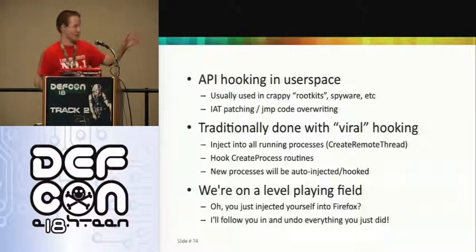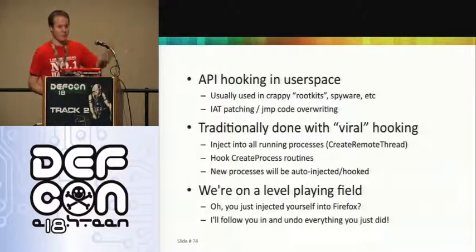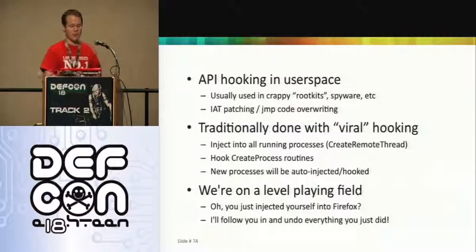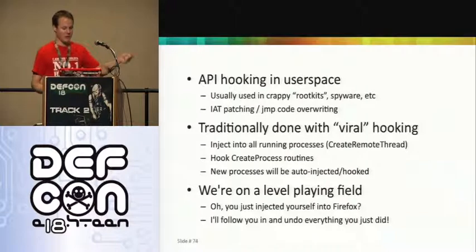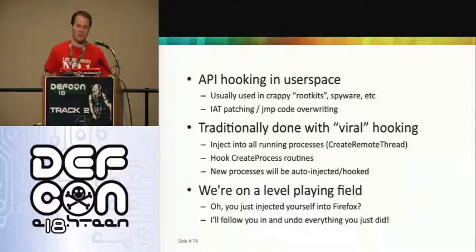So traditionally, how this happens is you can either patch the import address table when you're injecting yourself into different processes on the system, or you can do trampolines, where you overwrite the first few bytes of each function to jump to your hooking code, then rewrite the instruction that used to be there and jump back. And this is what's used in fairly poorly written rootkits and spyware.